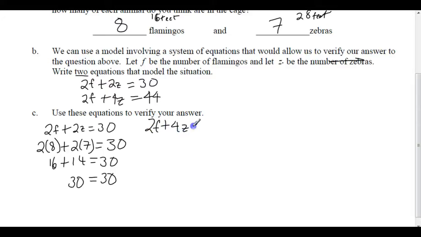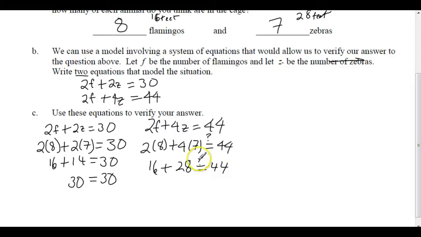Now, in order to be the solution, it must not only be true, because any pair of numbers adding to 15 for f and z will make this true, but only one of those pairs of numbers will also make this one true. 2 times 8 plus 4 times 7 equals 44. Sometimes you might want to put a little question mark over that to say, is this true? 16 plus 28 equals 44. And 44 equals 44. Also true. Since it's true for both equations, then it satisfies the system of equations.